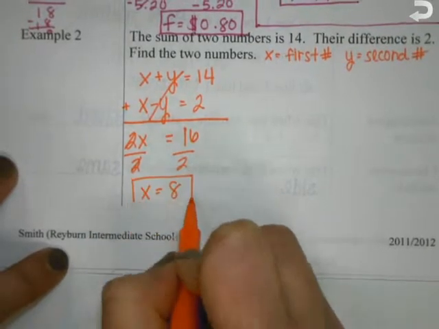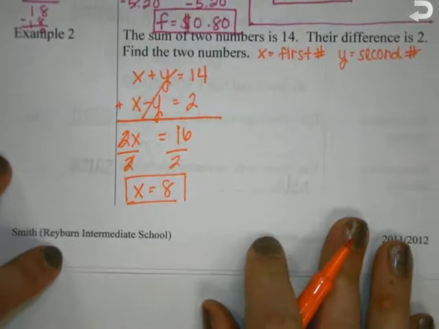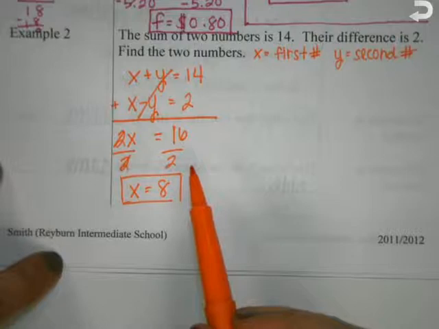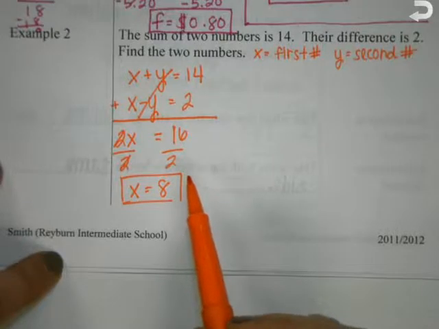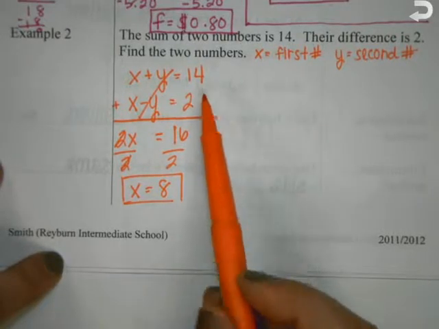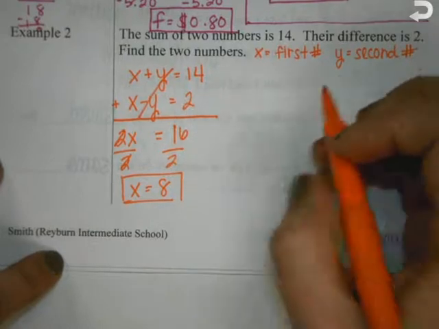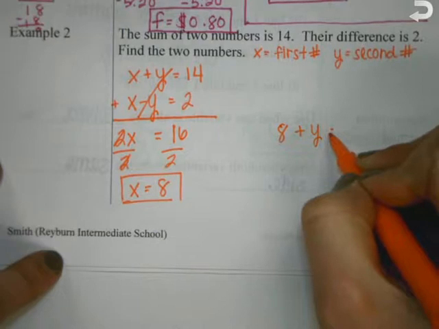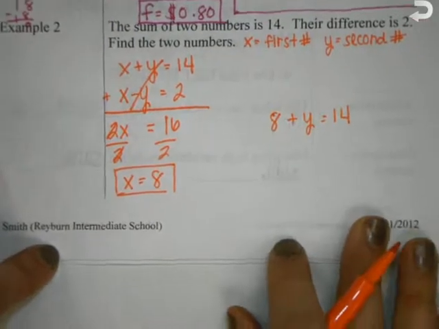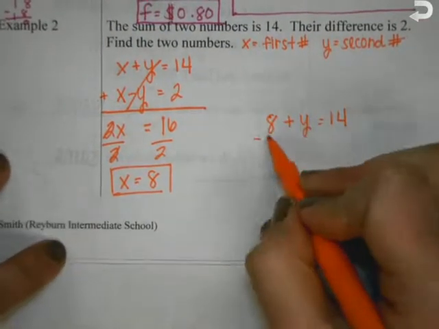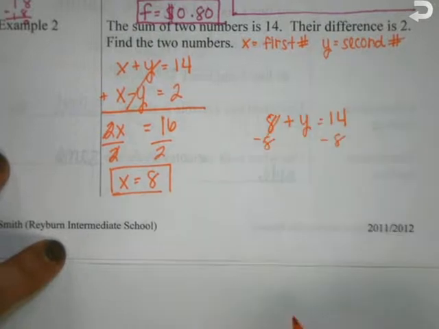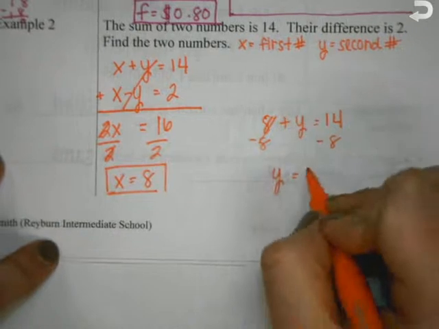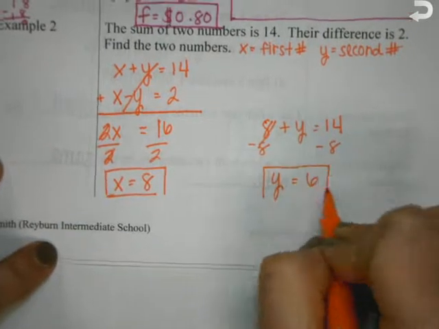Okay, I need both numbers. So what do I do? You can't do it in your head. We have to plug the 8 back in. To which one, first or second? Let's do the first. So that's x, which is 8, plus y equals 14. Subtract 8 from both sides. y equals 14 minus 8, which is 6. Now we also do not have to write these as a point because they are two separate numbers. So we have x equals 8 and y equals 6.